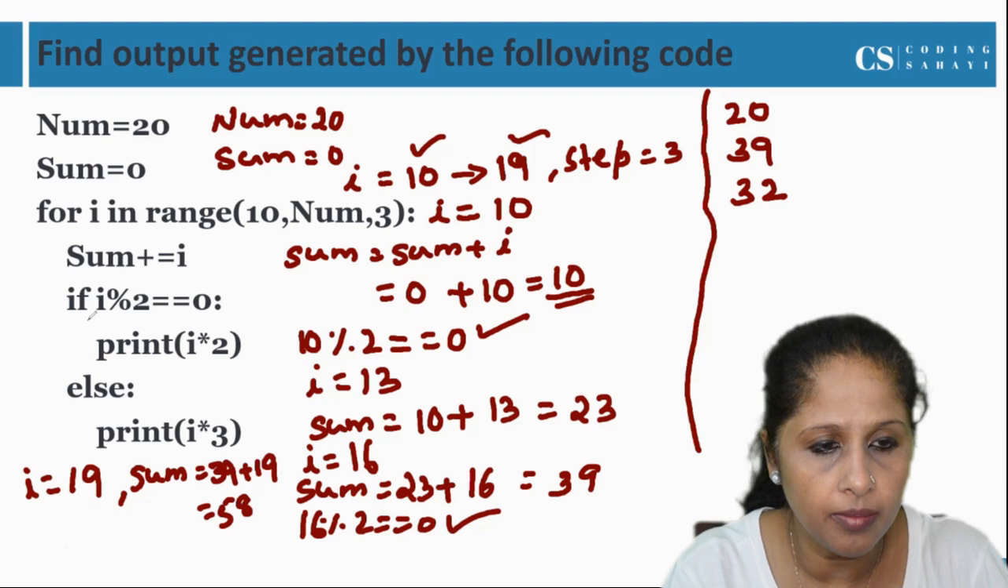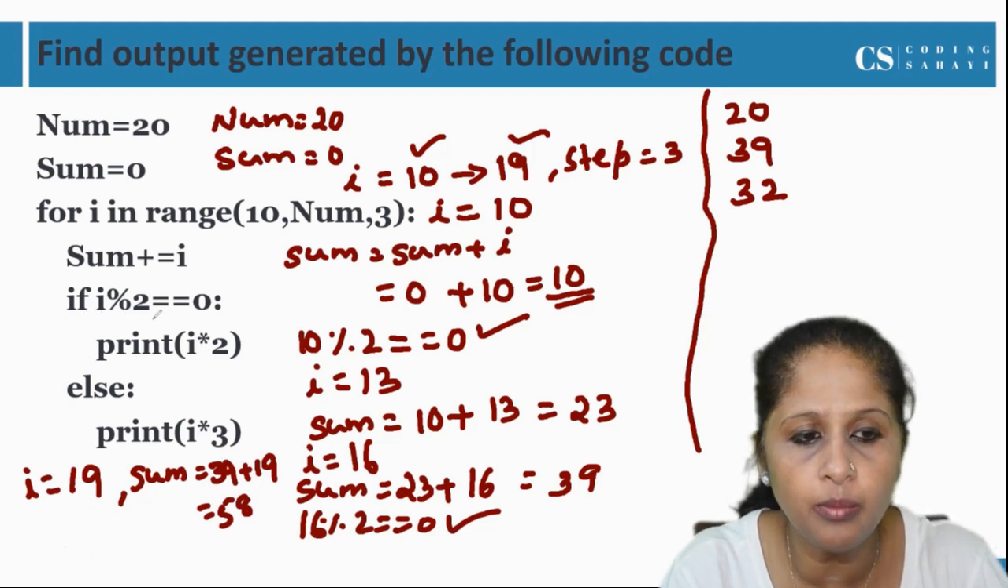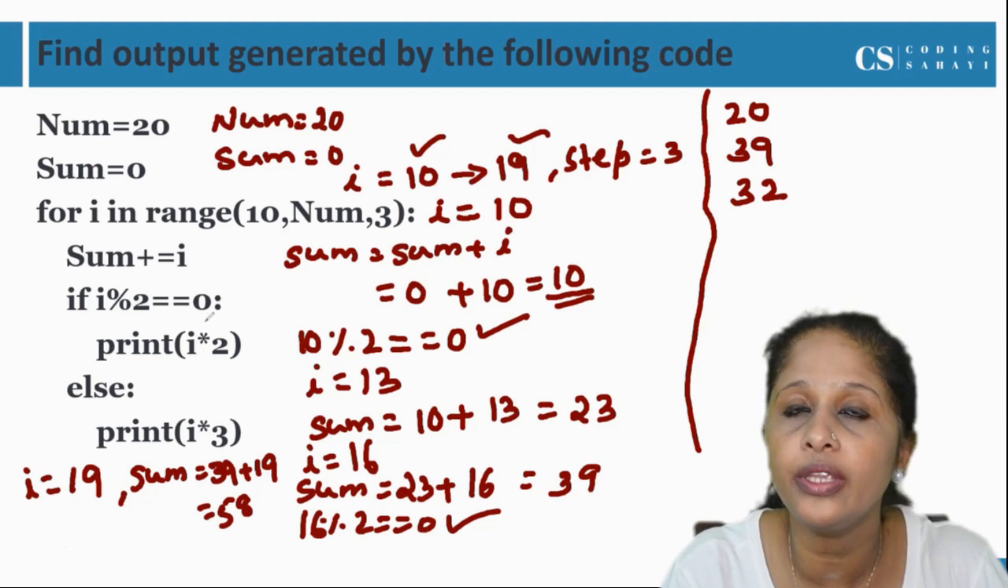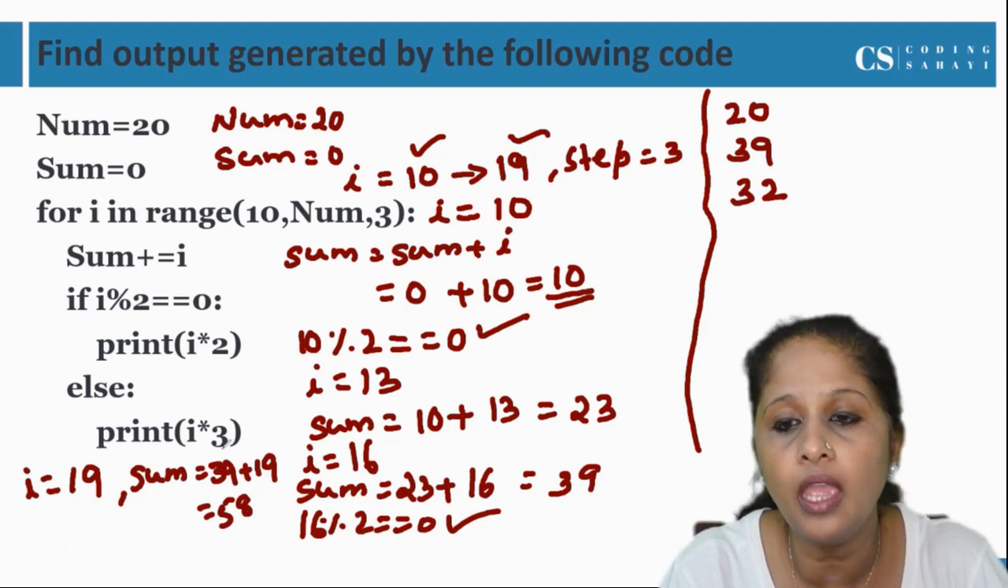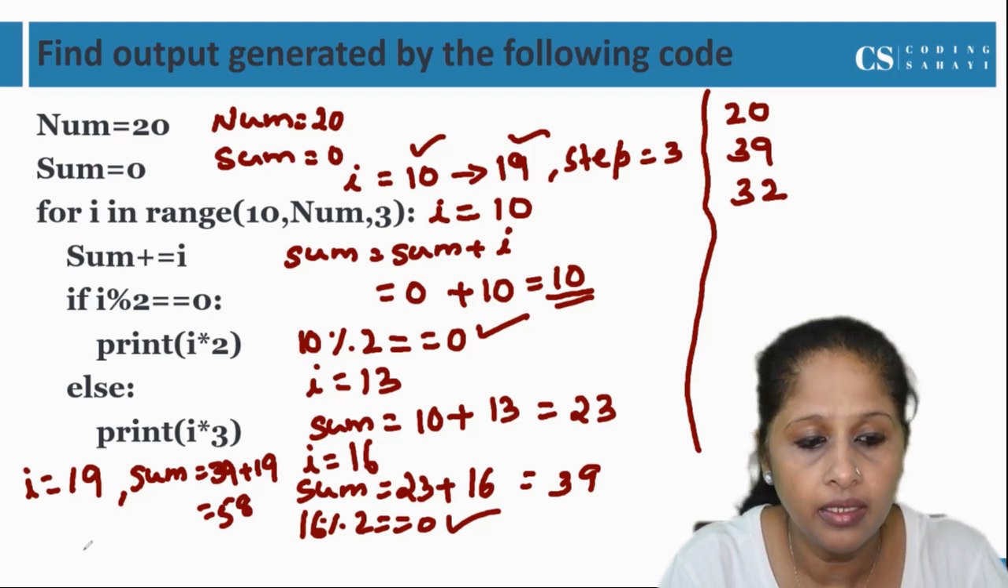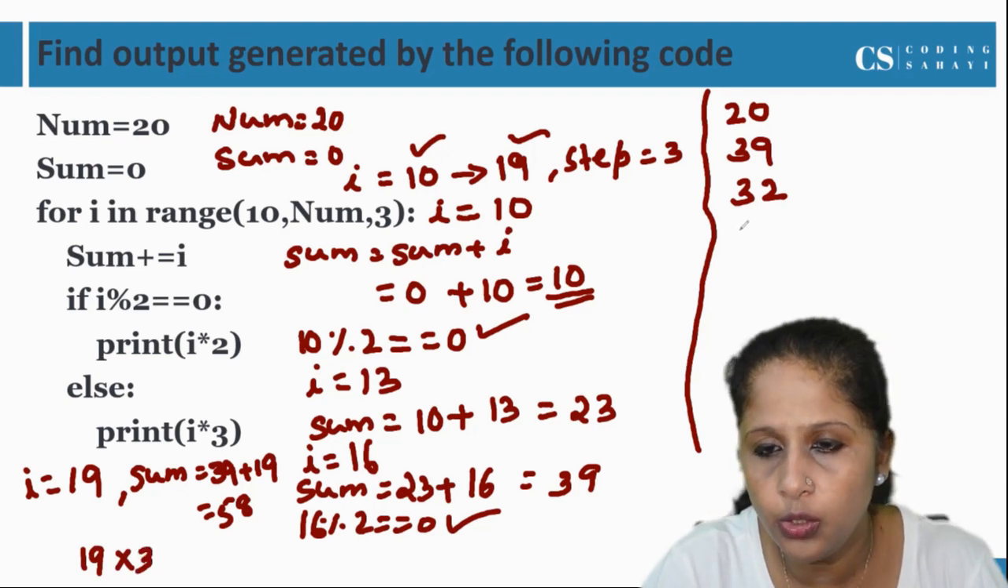Then again coming to this line, if i % 2 == 0, that is 19 % 2 == 0. Is it satisfying? No. So coming to the else part, and here it is printing i * 3. That means here actually it should print 19 into 3. So 19 into 3, it is 57.